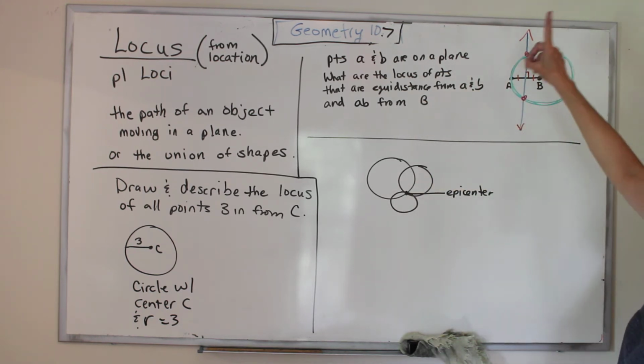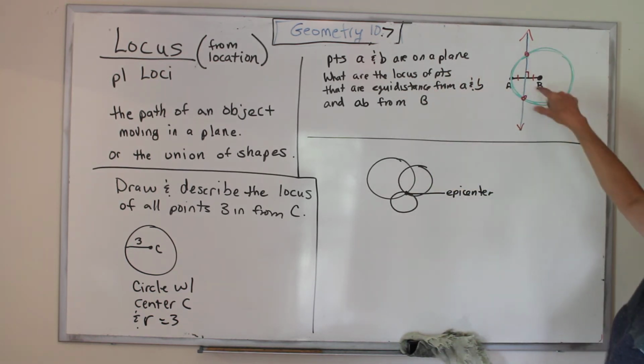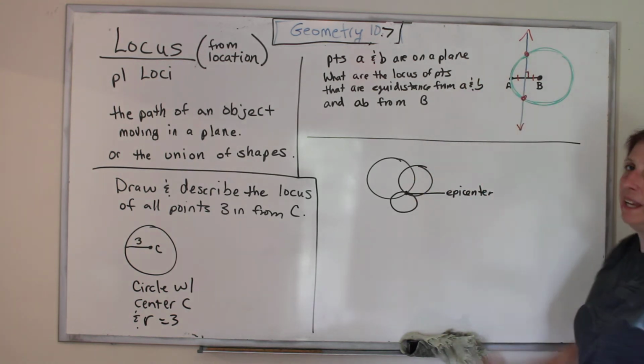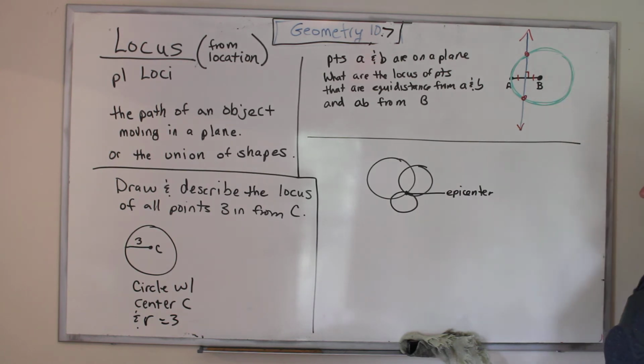They have to be on a plane, check. They have to be equidistant from A and B, check. They have to be distance AB from B, check. There's 2 points that satisfy that.